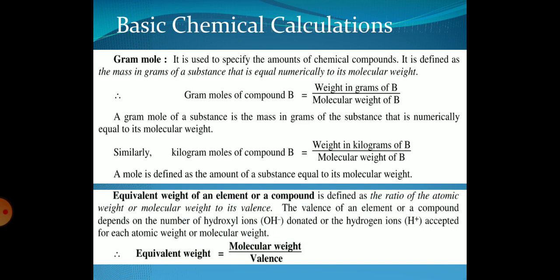And the next term is equivalent weight of an element or a compound. It is defined as the ratio of the atomic weight or molecular weight to its valency. Now what is the valency? The valency of an element or a compound depends on the number of hydroxyl ions, that is OH minus, donated, or the hydrogen ions, that is H plus, accepted for each atomic weight or molecular weight. So the equivalent weight will be equal to molecular weight divided by valency.